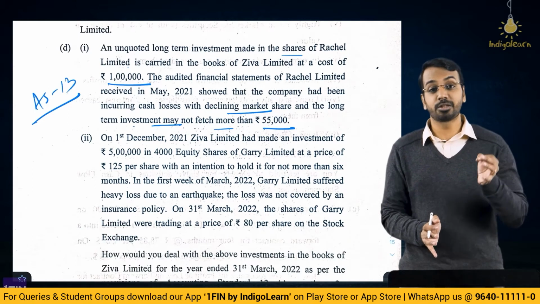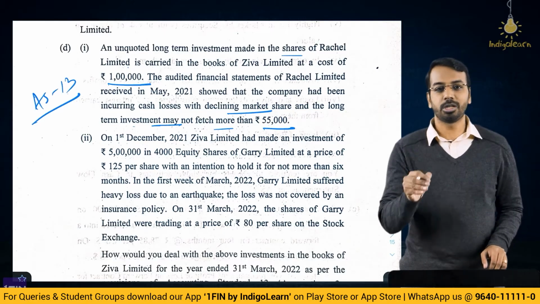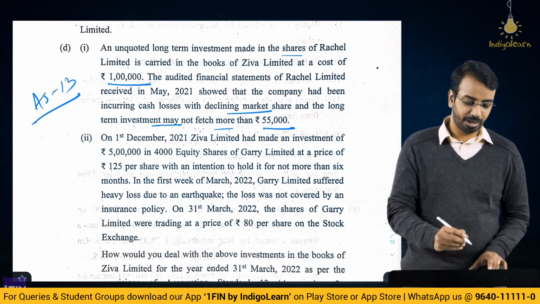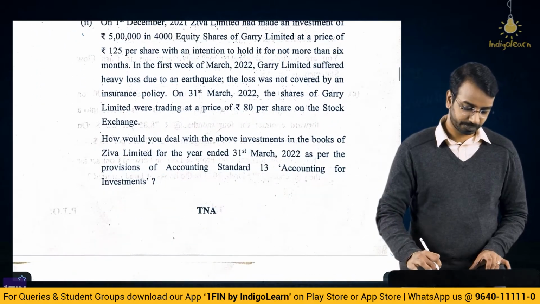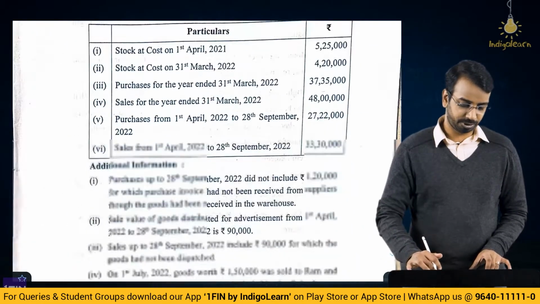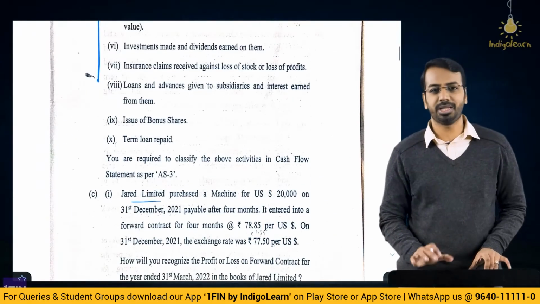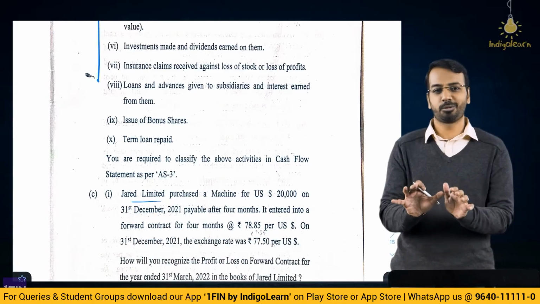And in case of long-term investments, when can you bring it down below cost? When there is a loss which is other than temporary. Accordingly, you will have to answer 1 and 2, right? So how do you deal with the investments as per AS 13? A straightforward question again.